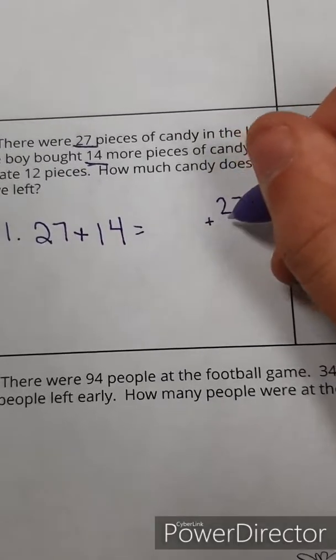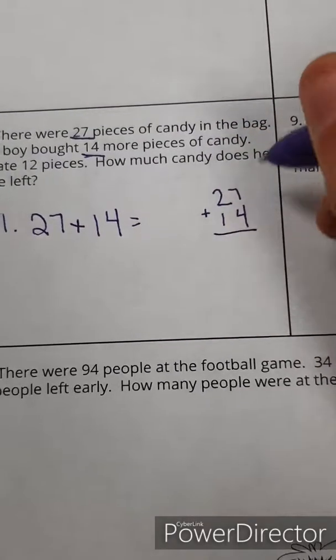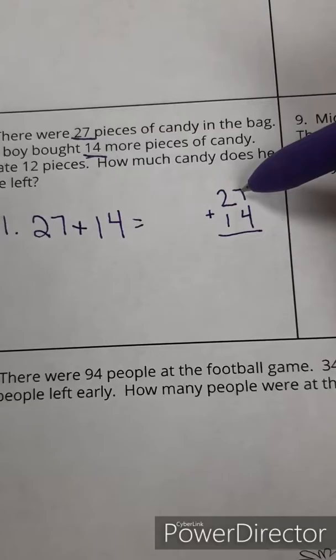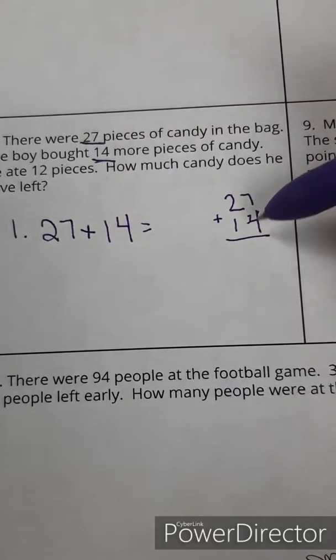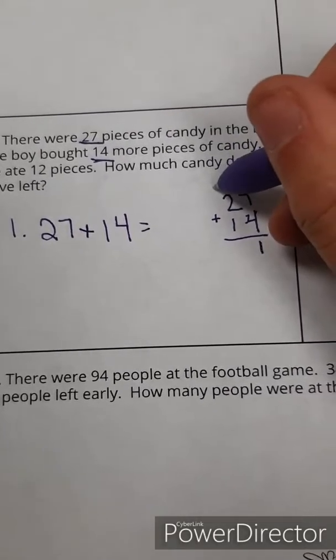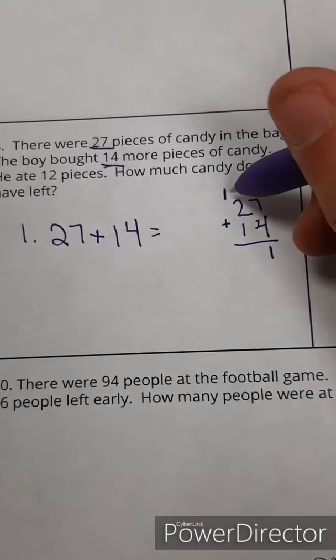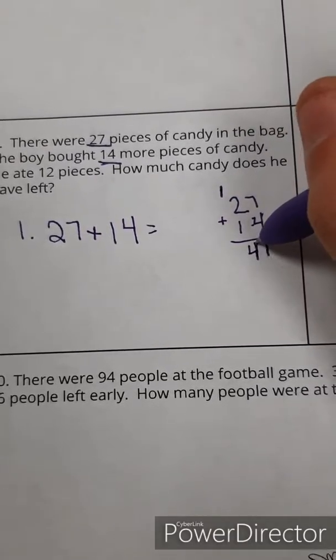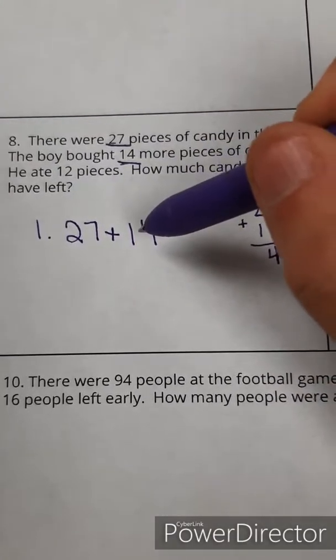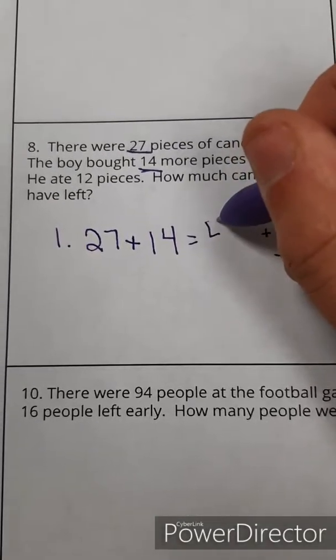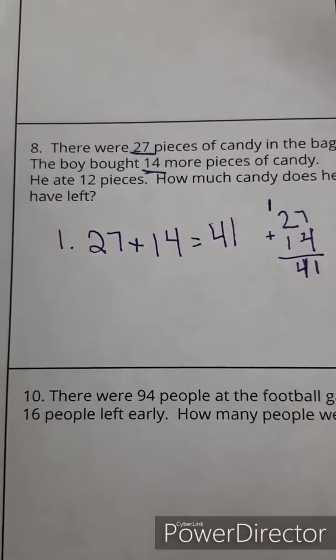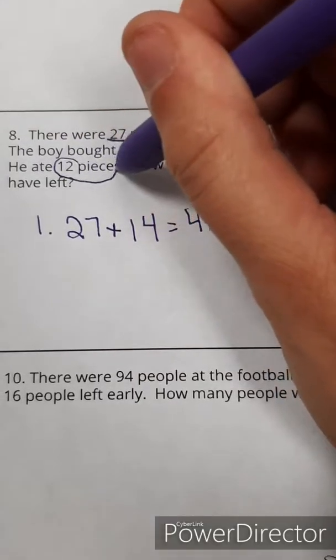27 plus 14. I like to use the dot system. 7, 8, 9, 10, 11. I don't have to regroup and carry the 1. 2, 3, 4. So 27 plus 14 equals 41. But I'm not done yet because I haven't used this other number in my problem.